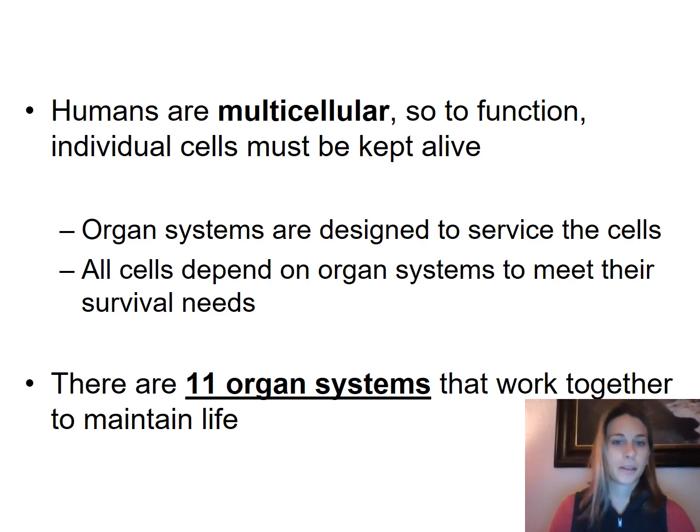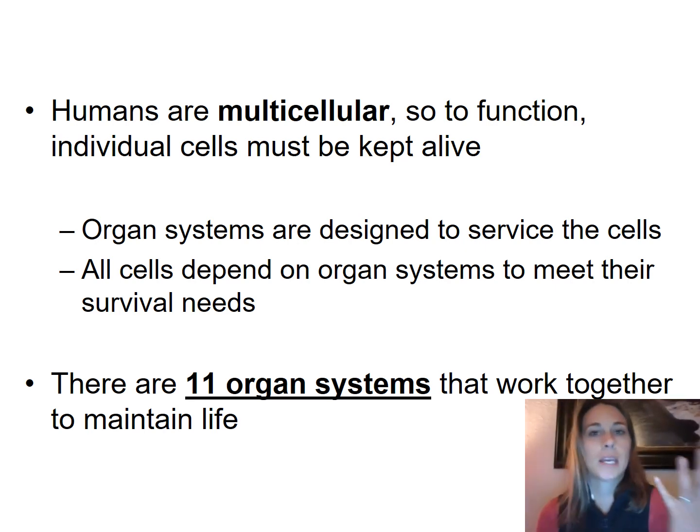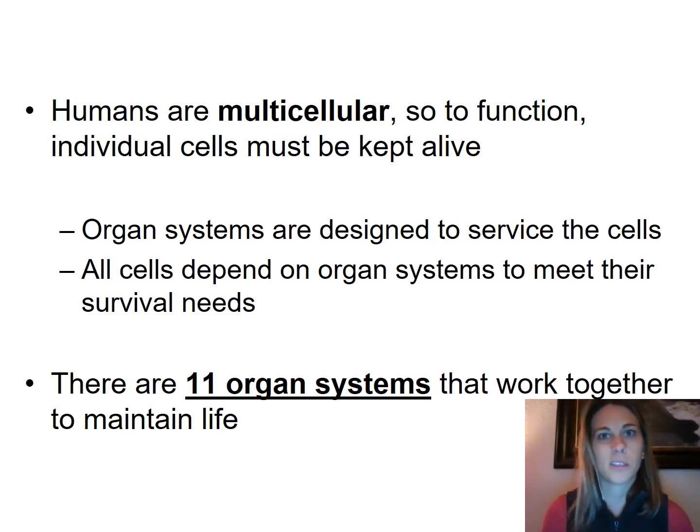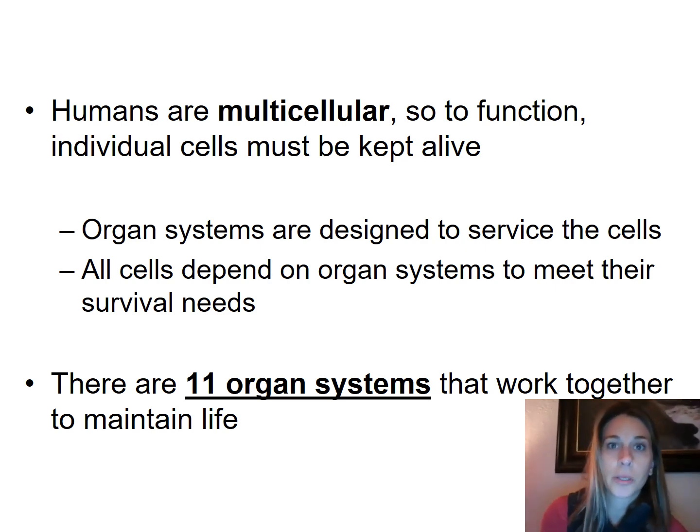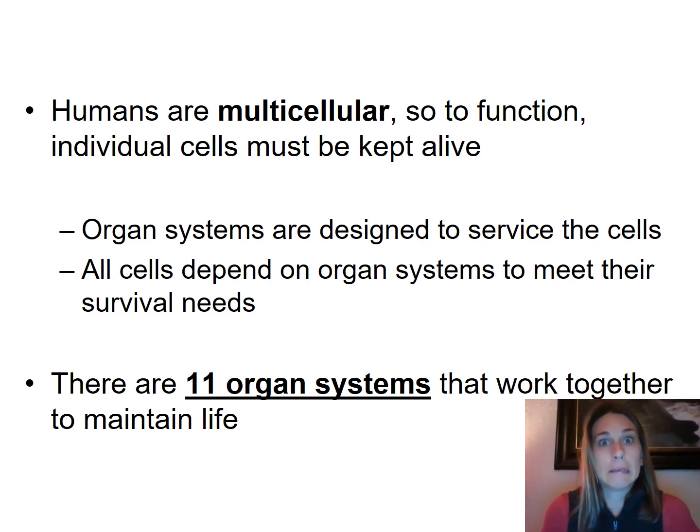So humans are multicellular, meaning we have more than one cell, meaning we have a lot of cells and a lot of different cells that do different things. And the whole thing is we've got to keep the majority, at least, of these cells alive and functioning happily, homeostatically, in order to remain, quite frankly, alive altogether as a multicellular organism. So in order to do that, in order to service the needs of all of these cells, we've developed 11 organ systems, which we're going to look at in this next upcoming lecture.